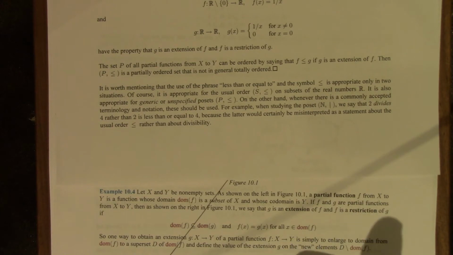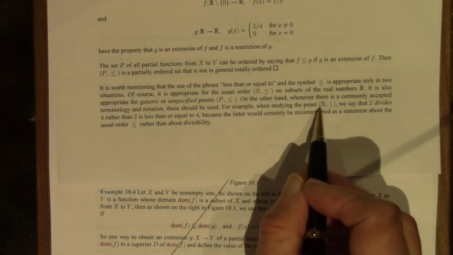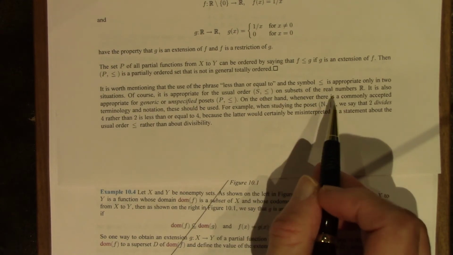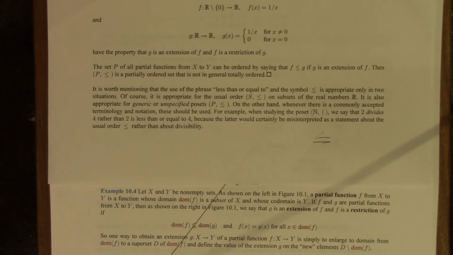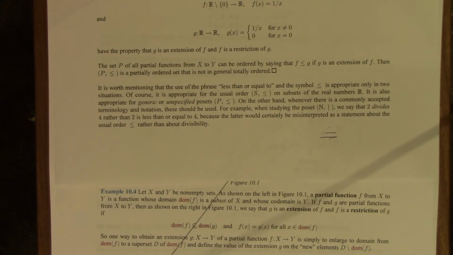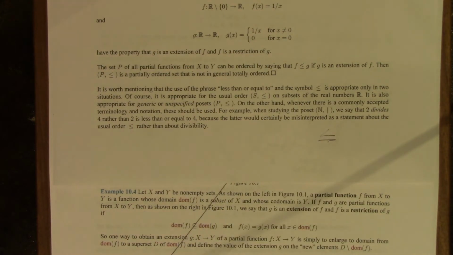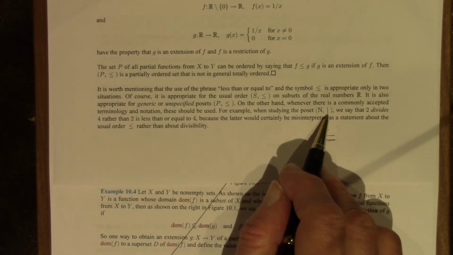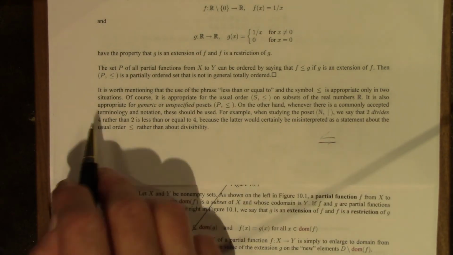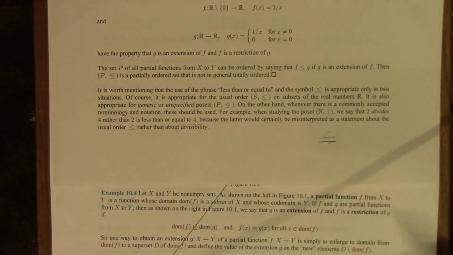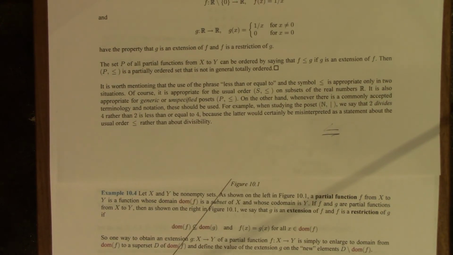When there are commonly accepted symbols and language for a particular situation, you should always use that. So in this case, for example, the natural numbers under divisibility, you will use the vertical bar. If you use this symbol, you're asking for trouble, because virtually everybody will assume that you mean the usual order on the natural numbers, because that is the symbol for the usual order on the natural numbers. So you've got to use the specific symbol for divisibility. And you do want to say 2 divides 4 rather than 2 is less than or equal to 4, because again, that's going to be misinterpreted as the usual order.